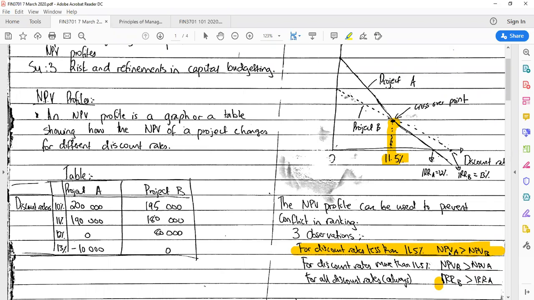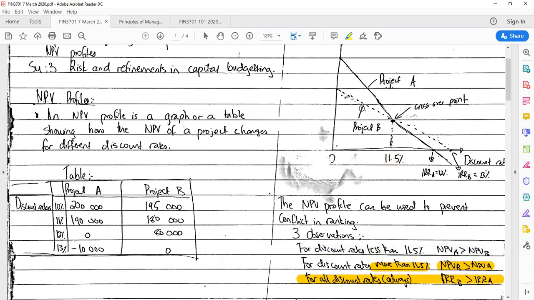Because we see the NPV of A is greater than the NPV of B if we use a discount rate less than 11.5%, whereas for all discount rates, the IRR of B is higher than the IRR of A. So there's a conflict. However, if we use a discount rate more than 11.5%, we get that the NPV of B is higher than the NPV of A, and this will also be the same with what the IRR is telling us for all discount rates, that the IRR of B is higher than the IRR of A.